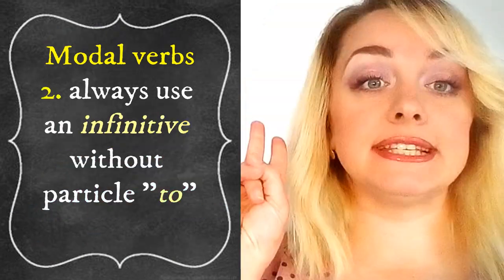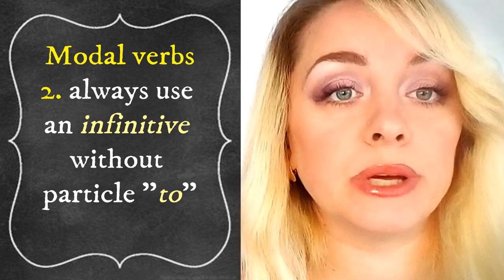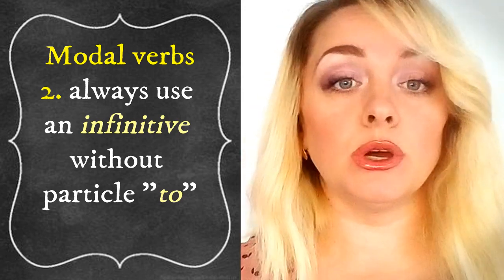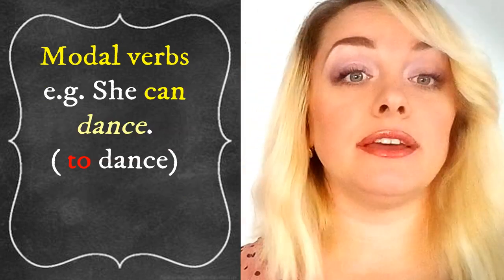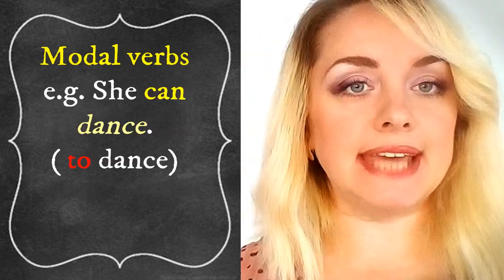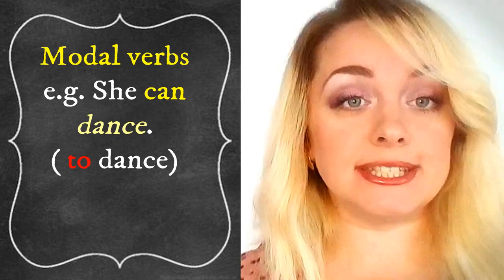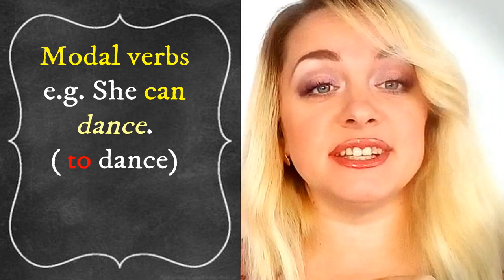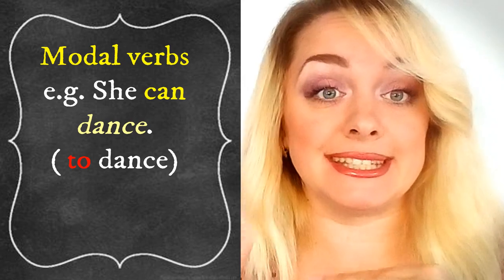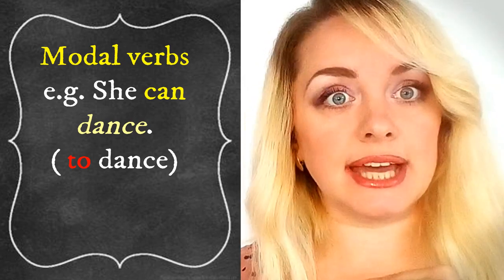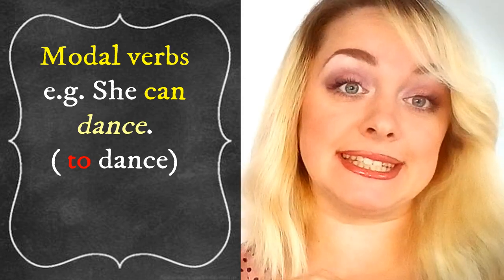Try to remember. The second characteristic of modal verbs is they are always used with an infinitive without the particle to. Let us look at the sentence: She can dance. We do not use the particle to before dance. We just skip it, omit it. No particle to when we use modals. The main verb of this sentence is to dance, but we have the modal can. That is why to is omitted and we have only dance.